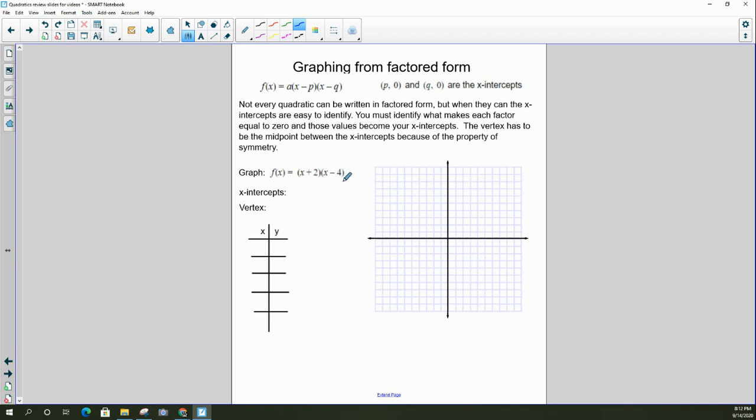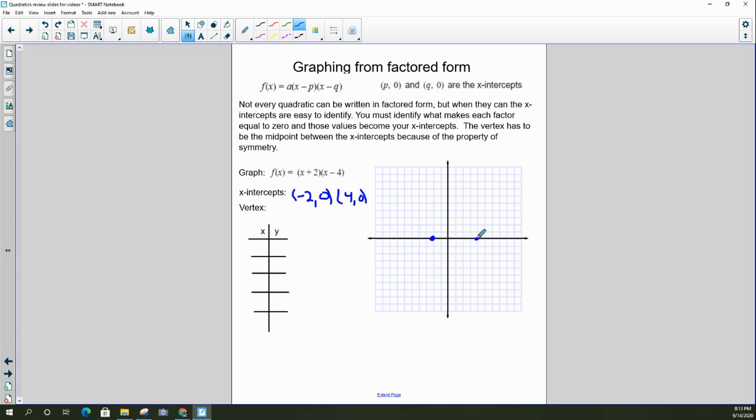So now we have x plus 2 times x minus 4. A is 1, so this one will probably be going up. My x-intercepts are going to be what makes each of these factors equal to 0. So what makes x plus 2 equal to 0? That's negative 2. So this x-intercept will be negative 2, 0. And then the other one, what makes x minus 4 equal to 0? That's positive 4. So now my x-intercepts are at negative 2, 0 and 4, 0.